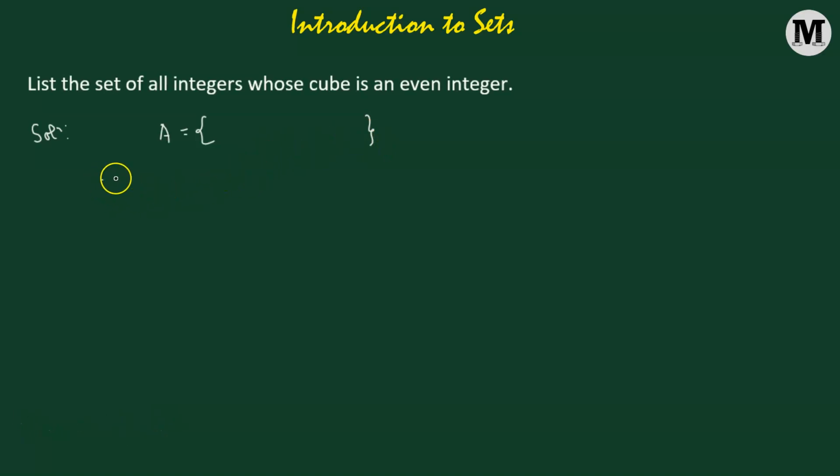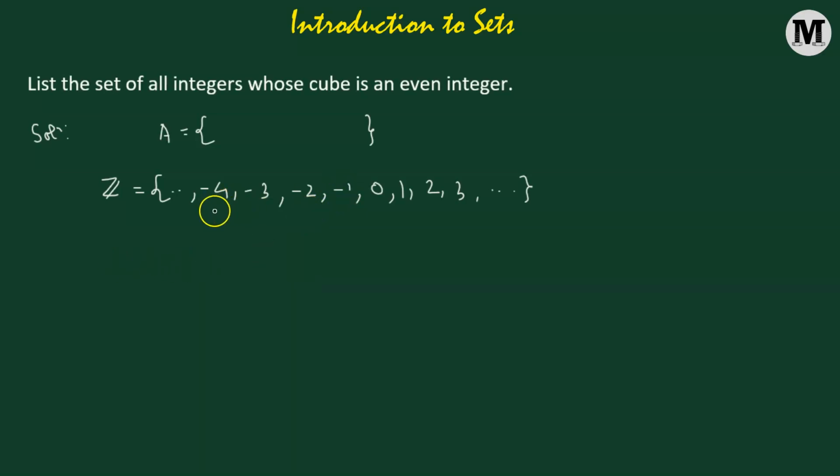So let's say we have the set of integers. When we consider the set of integers, we have to consider all the negative values. So let's say we take -4, -3, -2, -1. We have 0, and then we also have the positive values as well. Now from this set of integer values, we'll pick only those integers such that when we take the cube of those integers, it gives us an even integer.